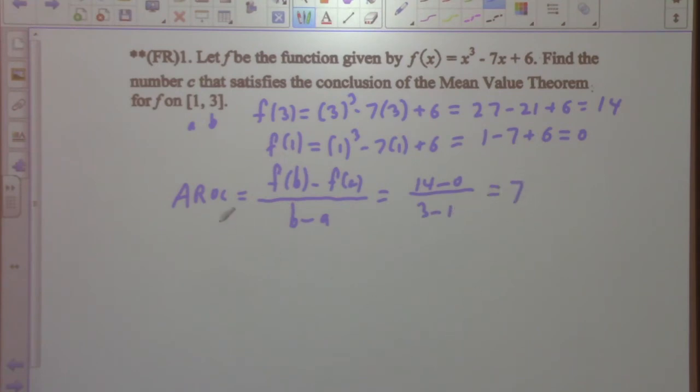So this is what I'm looking at for an average rate of change. Does that look good? Wouldn't f of 3 be 12? I might have made a mistake on this. This is going to be 6. Yeah, it's going to be 12. Yeah, I made an arithmetic error. Thank you for correcting that.